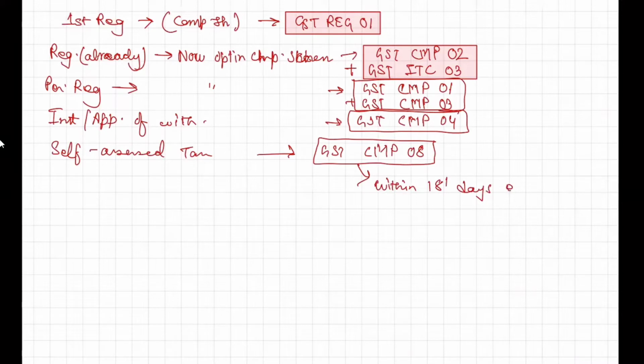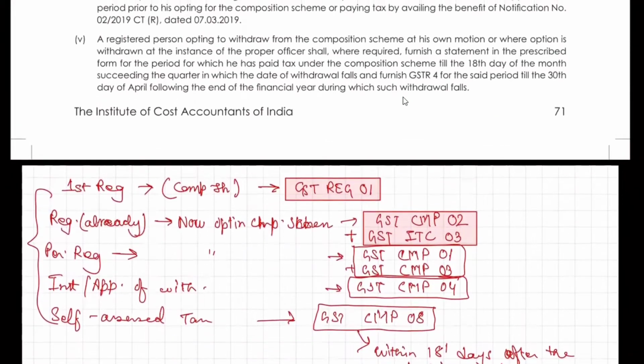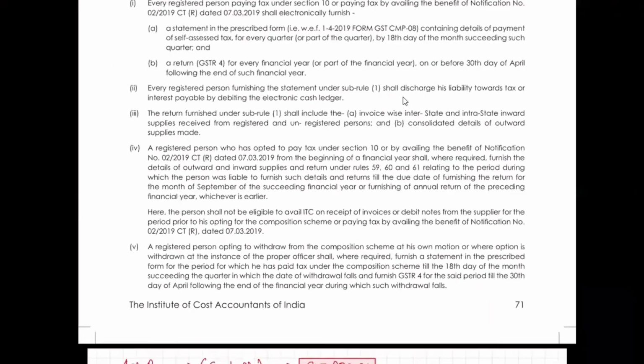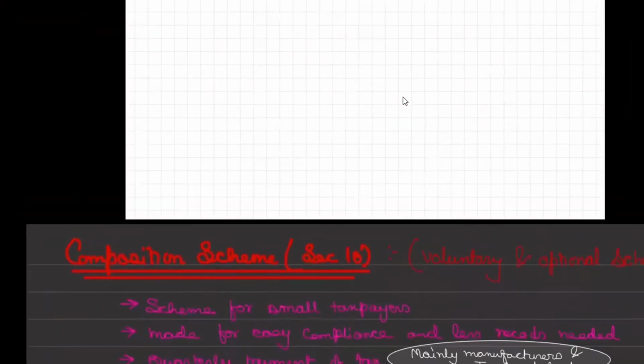CMP 05 is what the department issues to us, a show cause notice. 6 is the reply to the same, and 7 is the department's reply to that. After my reply, they will reply whether I am still eligible or not. So the forms part is important. First I thought I won't go through it, but then I felt MCQs may come from here. And I saw 2-3 MCQs in the exam from this.